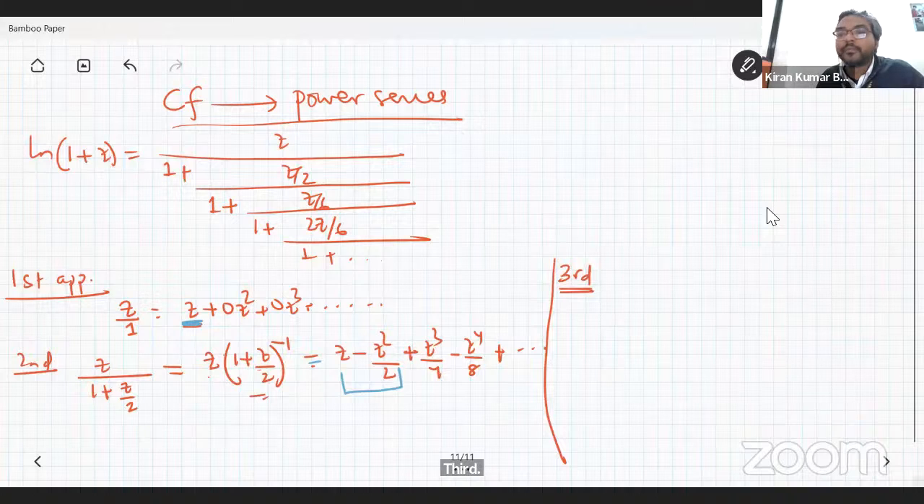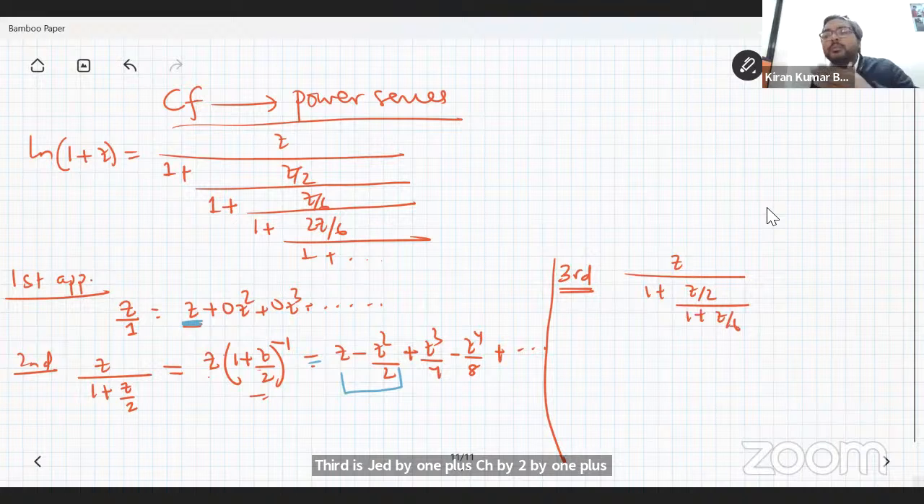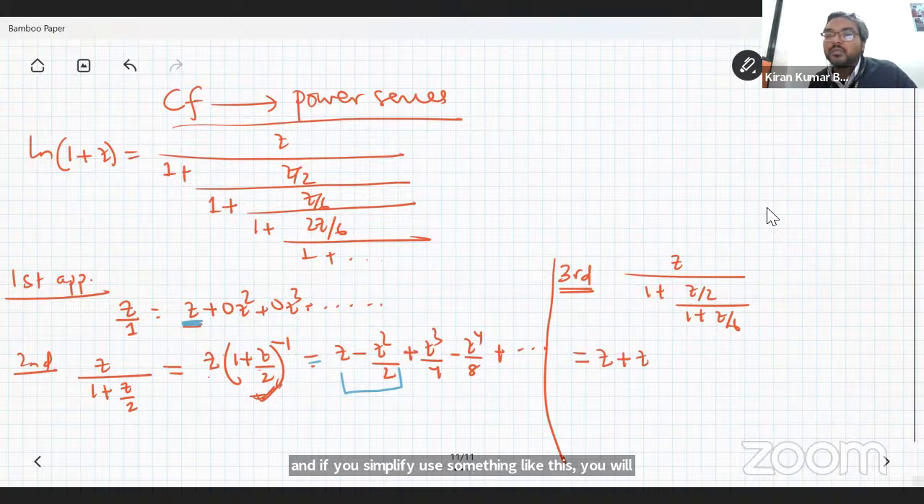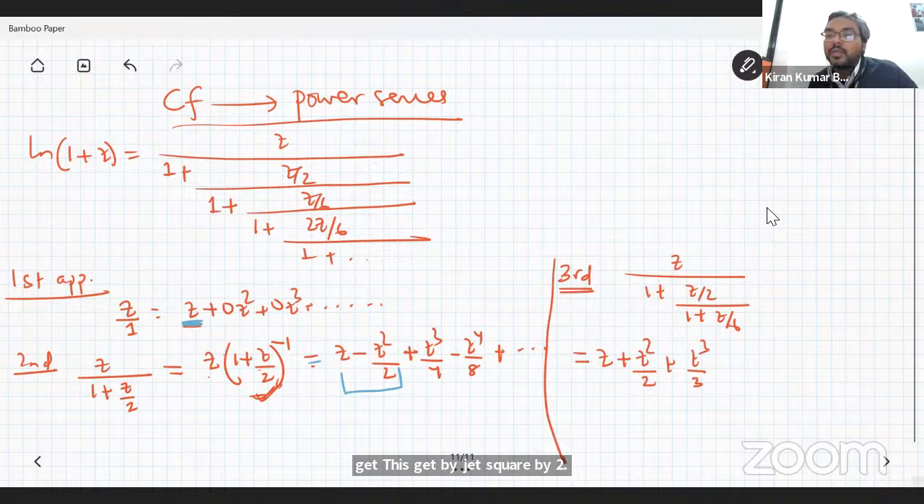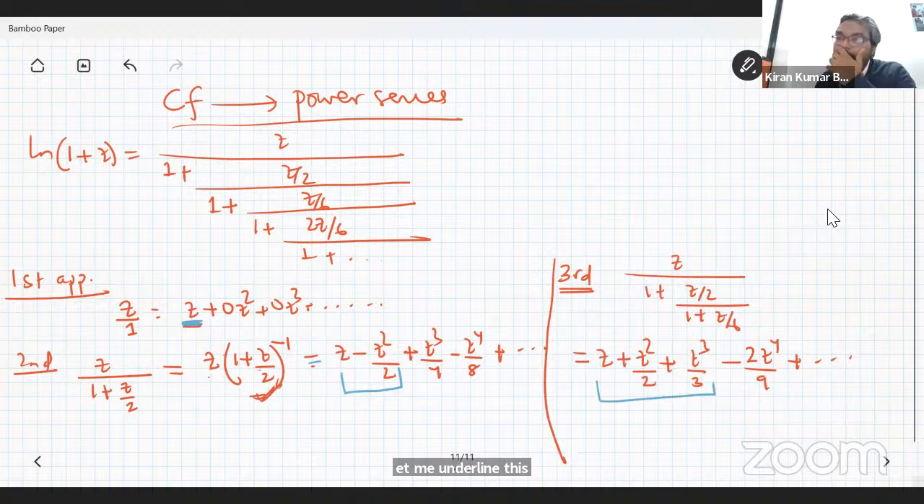The third is z by 1 plus z by 2 by 1 plus z by 6. And if you simplify, you will get z minus z square by 2 plus z cube by 3 minus 2z to the power 4 by 9 plus something. Let me underline this. Right.